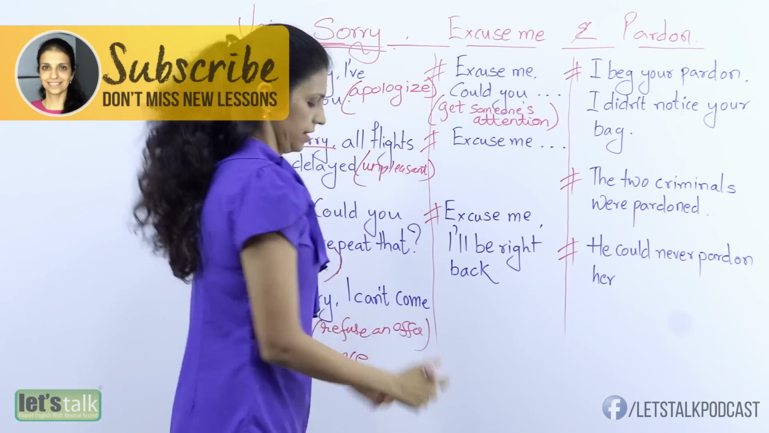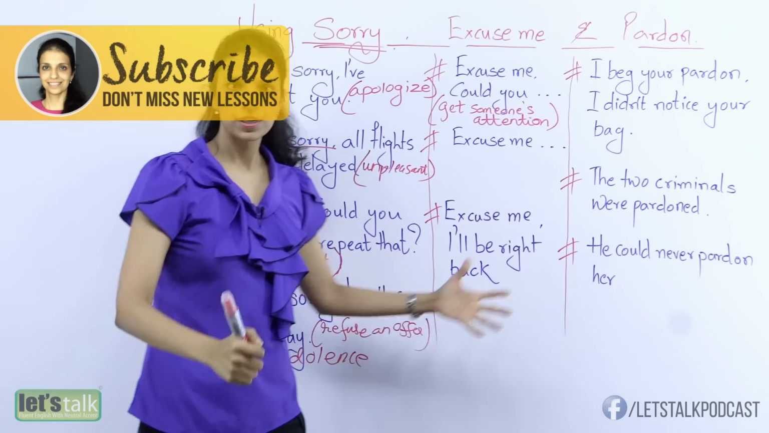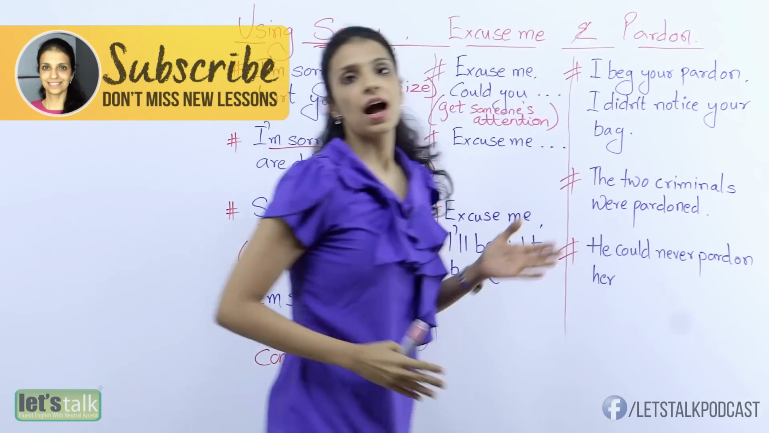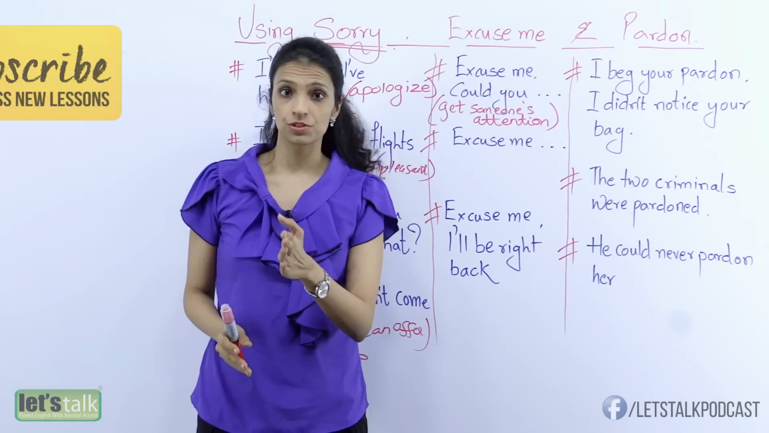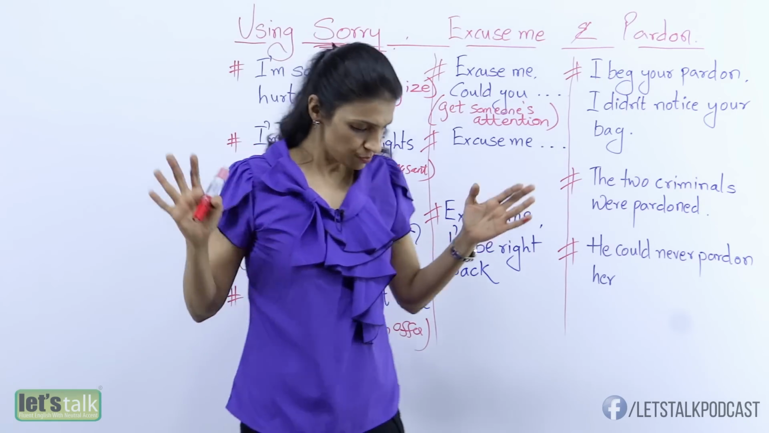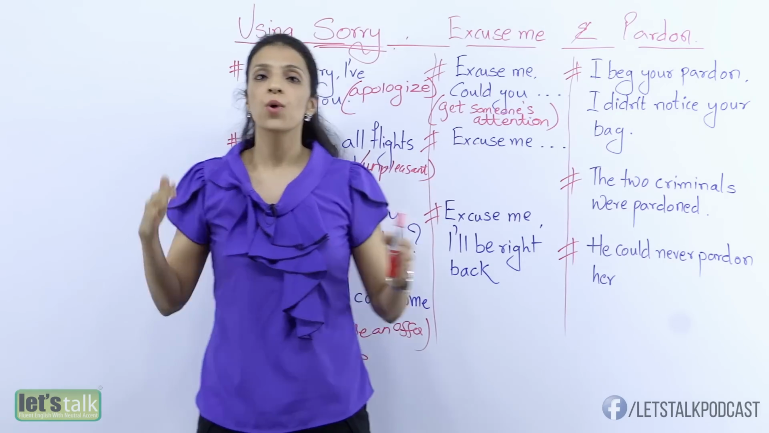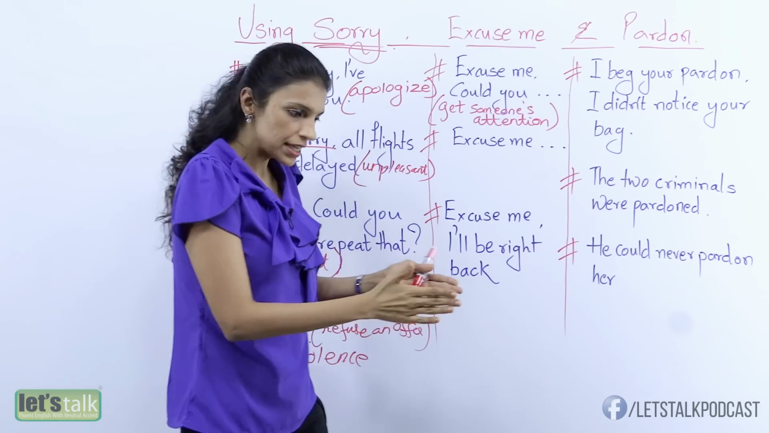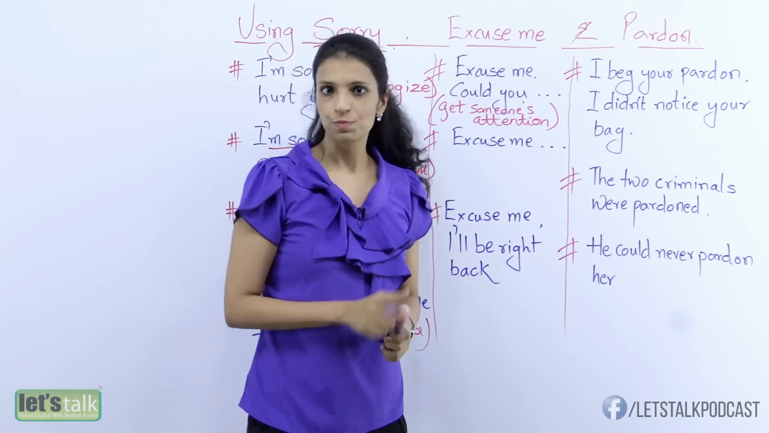Okay. Now, supposing the area is really crowded and I want to get by through people like this. So I won't push because it's really rude to push. You say, excuse me, excuse me, excuse me, and that's how you go. So use excuse me when you want to get past someone or you want people to move a little bit and make space for you to pass.